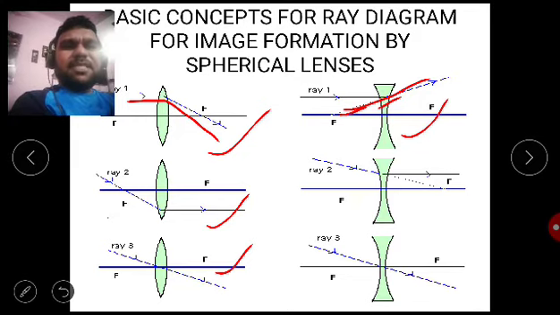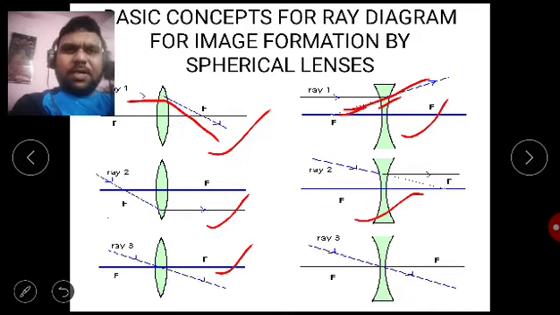Now the second case, when the ray of light is traveling as if it is going to the second focus, what will happen? It will diverge. How will it diverge? It will diverge in such a manner that the refracted or diverged ray of light is parallel to the principal axis.